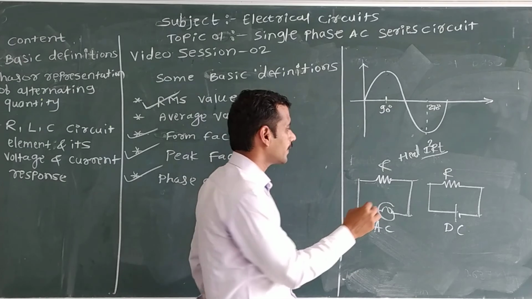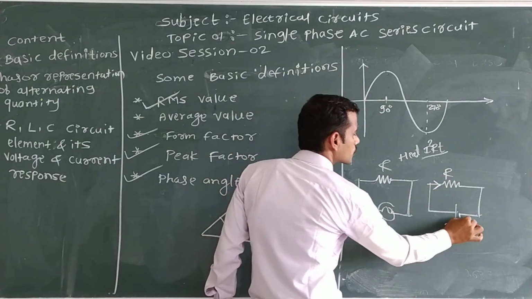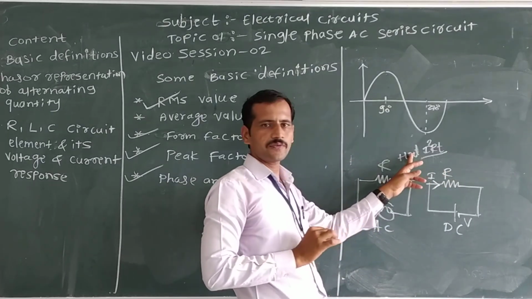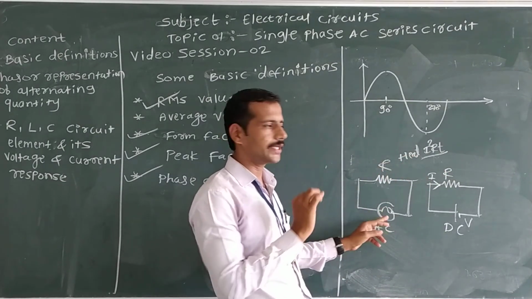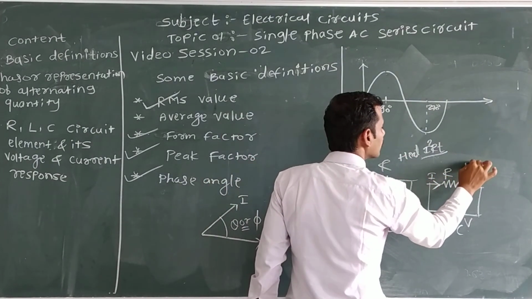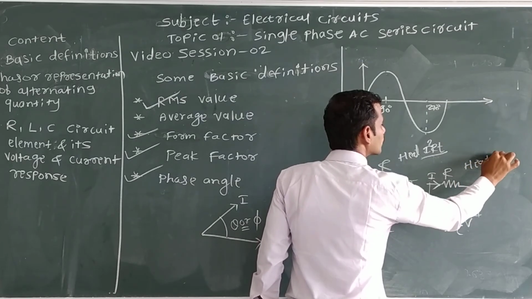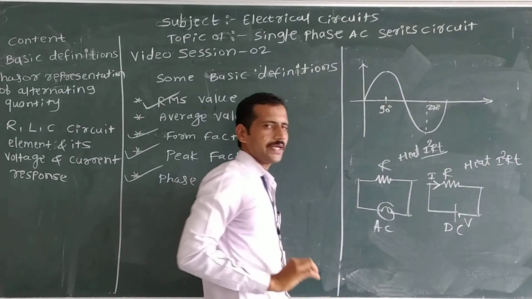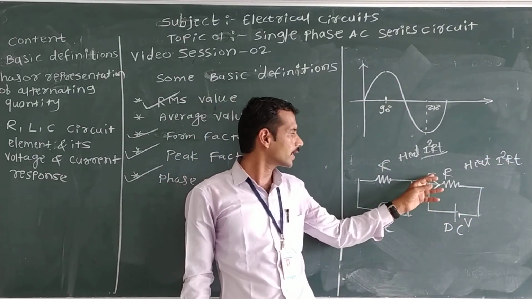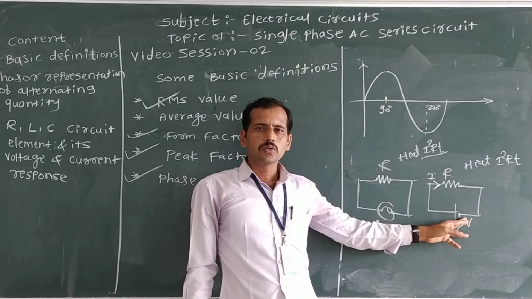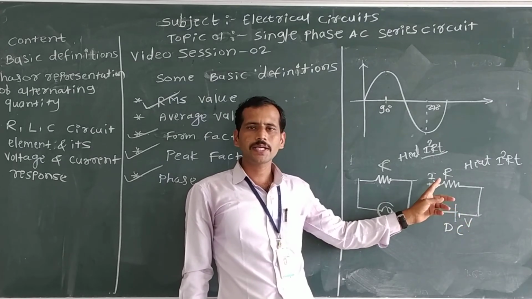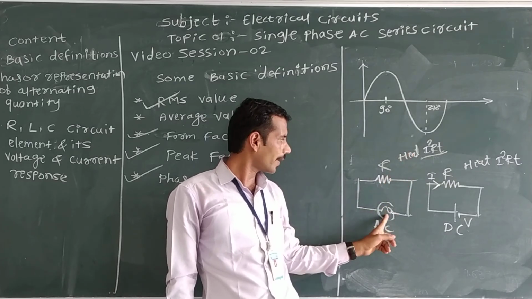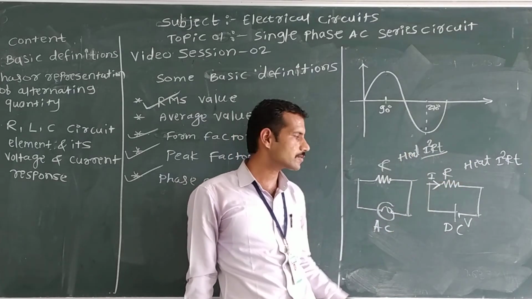Whatever the current or voltage required to produce the same amount of heat as produced by the AC quantity, that is known as RMS value. It is that value of DC current which, when flowing through a given circuit for a given time, produces the same amount of heat as produced by the AC quantity.